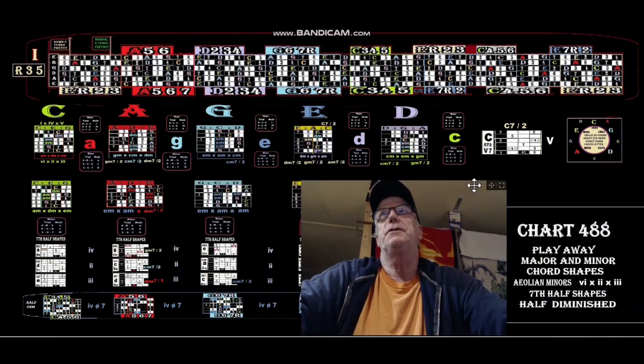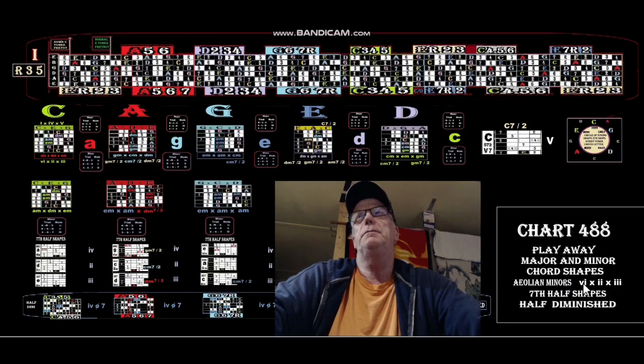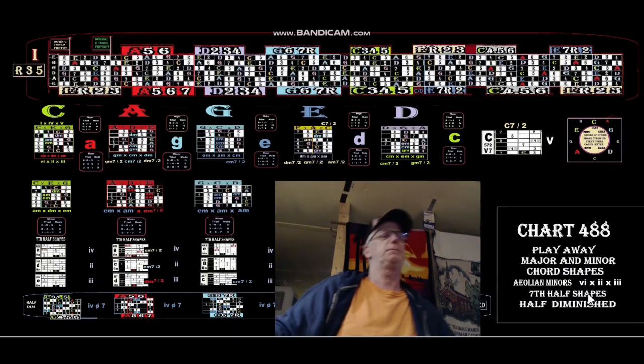Okay, where else did we get to where we are today? Chart 488 is about a week, 2 weeks ago, week and a half, 10 days. Play away, major and minor chord shapes, Aeolian minors, 6, 2, 3, 7th half shapes. Okay, what are 7th half shapes?